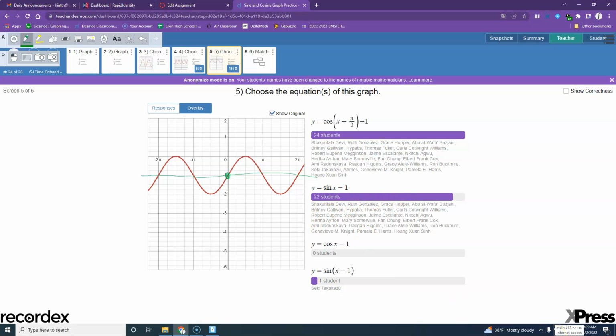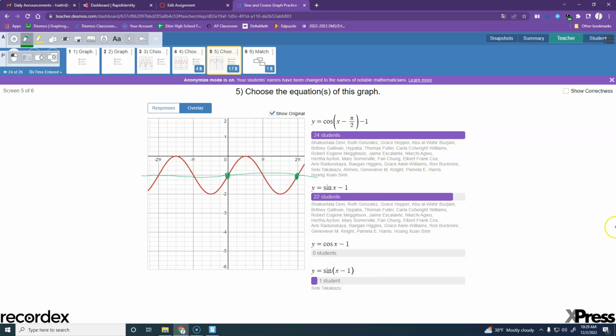What is your period for this graph? You start repeating right here, which is the distance of 2 pi. So you don't need a number there on the inside. So sine x minus 1 definitely works.